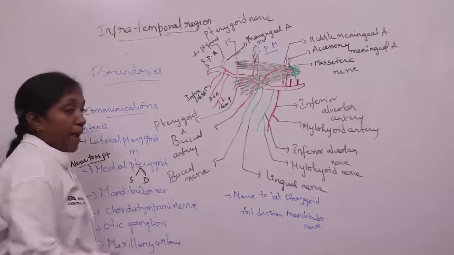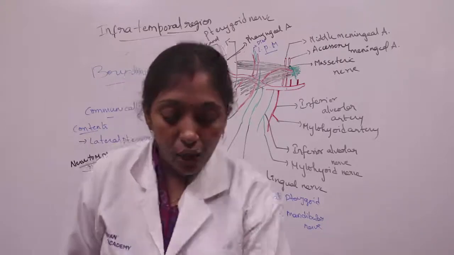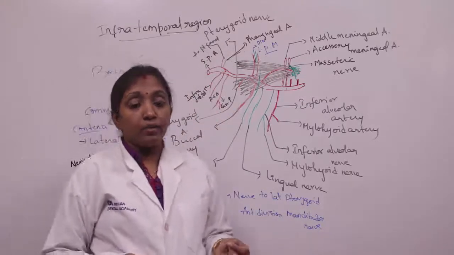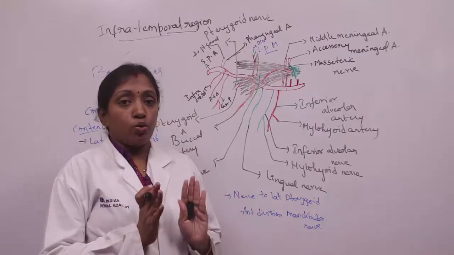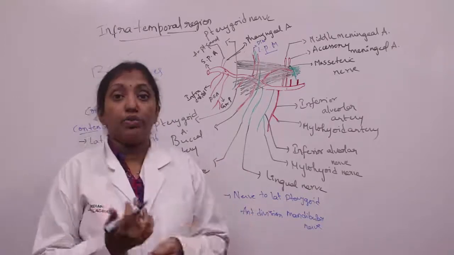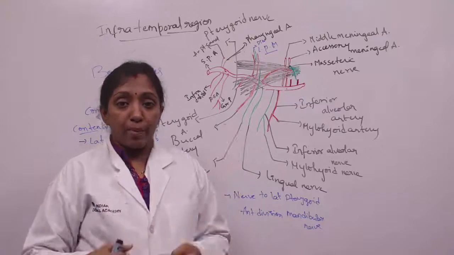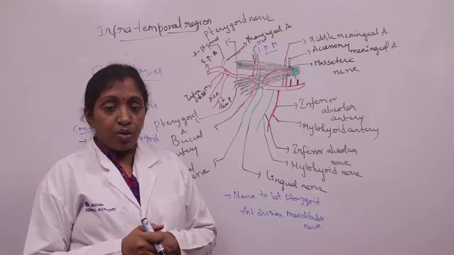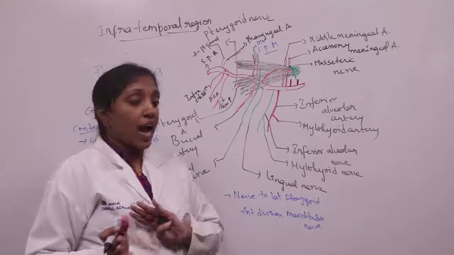And coming to the mandibular nerve. The mandibular nerve is a very important nerve of the head and neck region, and it arises by two roots. It is the largest division of the trigeminal nerve. We know that the trigeminal nerve divides into three: ophthalmic, maxillary and mandibular. Mandibular is the largest division of the trigeminal nerve. It has both a sensory root and a motor root.